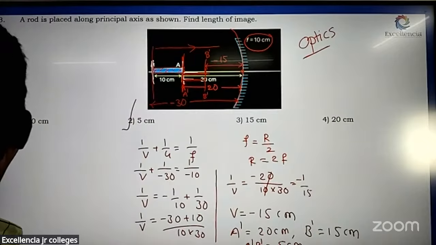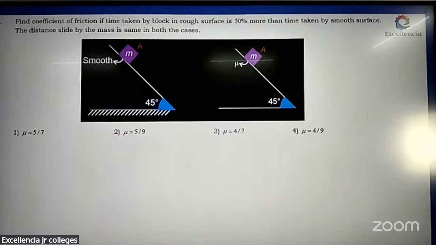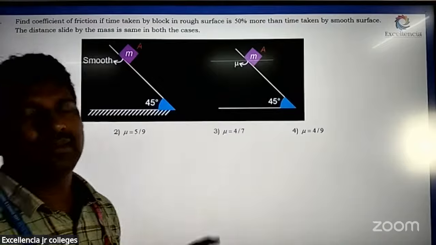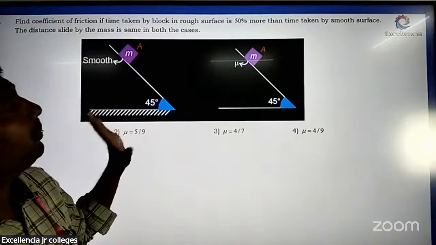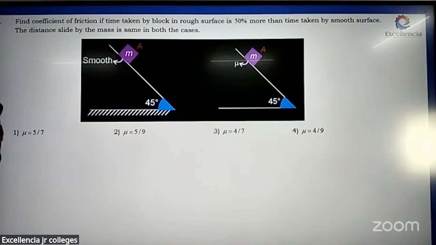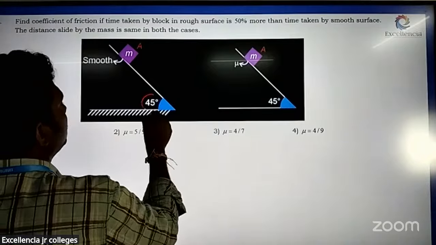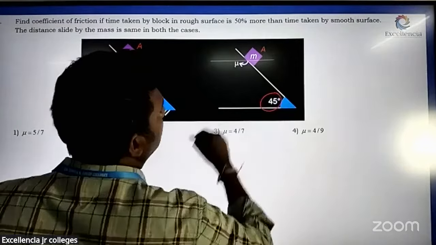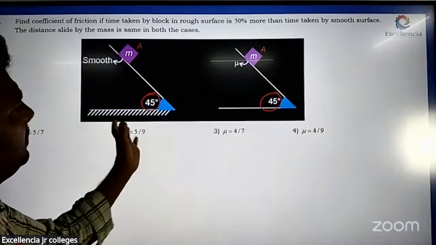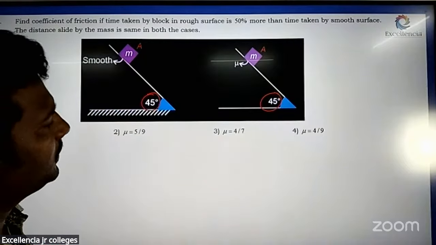So if you go for the third question, yeah, this is a little lengthy problem, but here also they want to make it easy for you, and they have given both angles as the same, so this also we can calculate very easily.